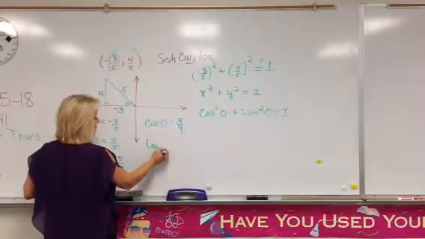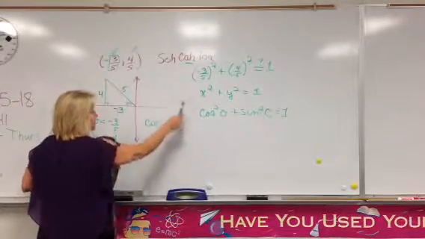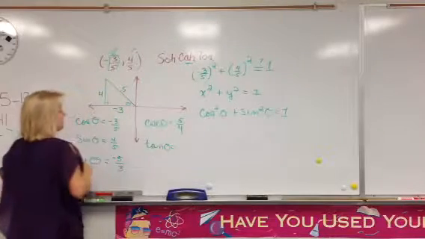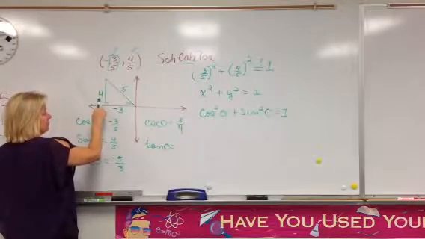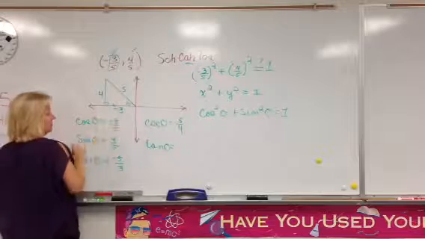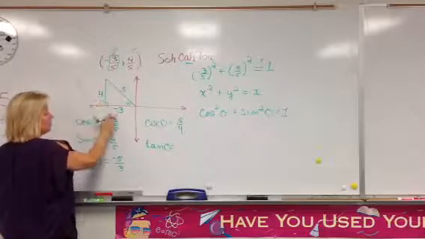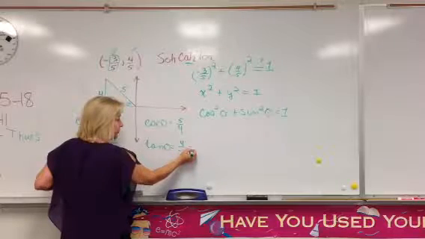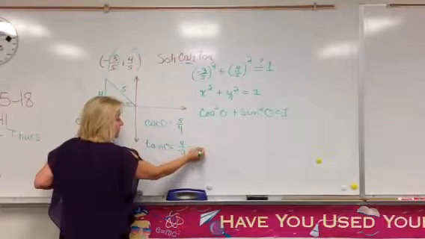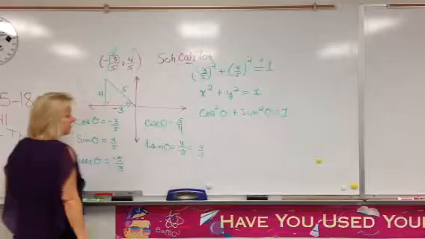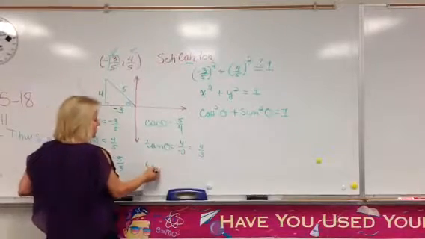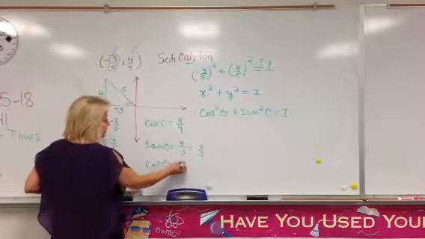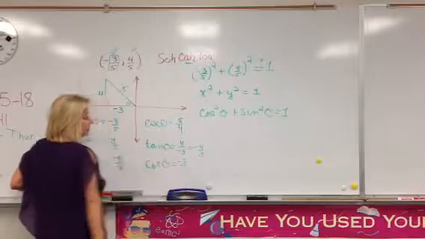Tangent we didn't do yet. Tangent is opposite over adjacent. Opposite is 4 over negative 3. Am I going to leave the negative in the bottom? No, it's negative 4/3. And then cotangent is that flipped over. Leave the negative in the top.